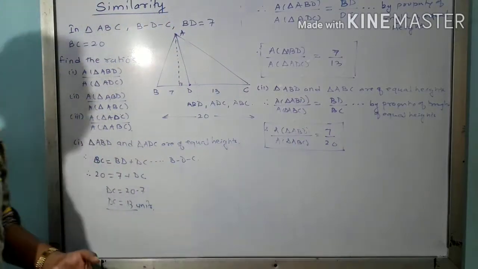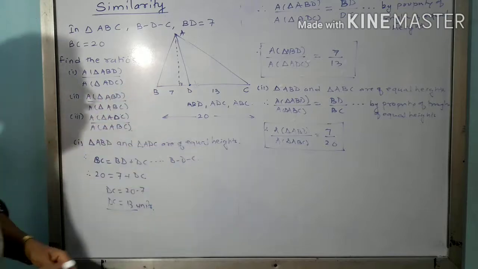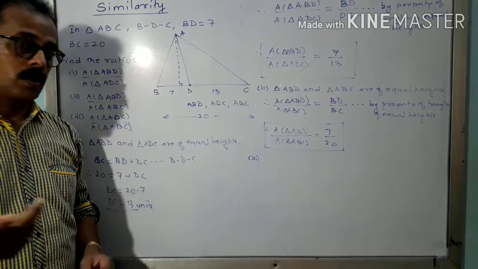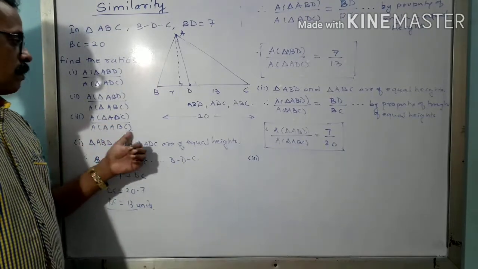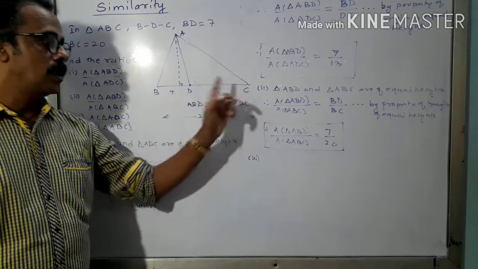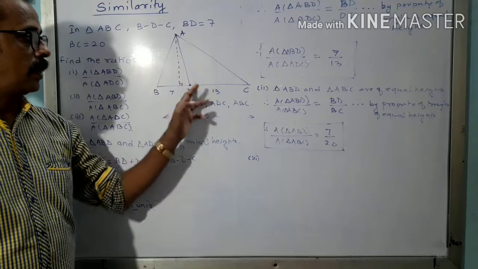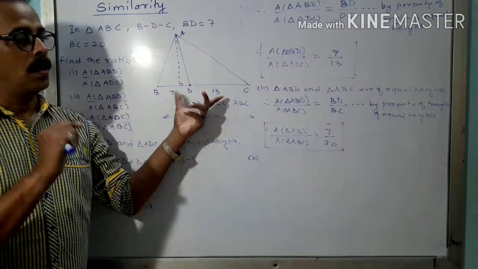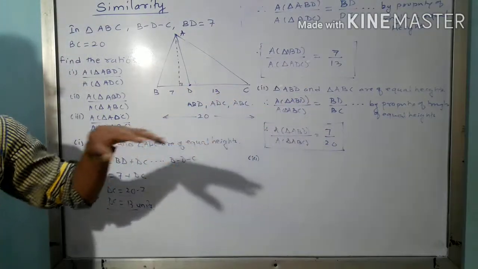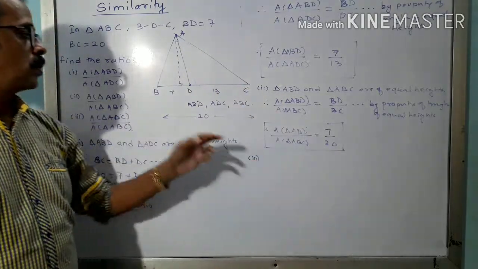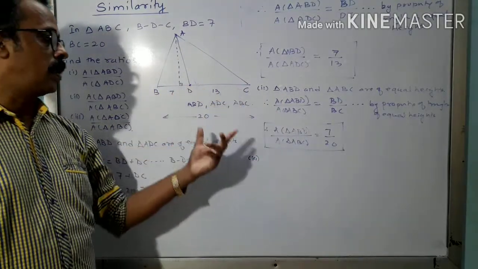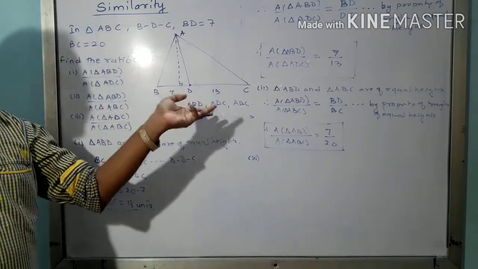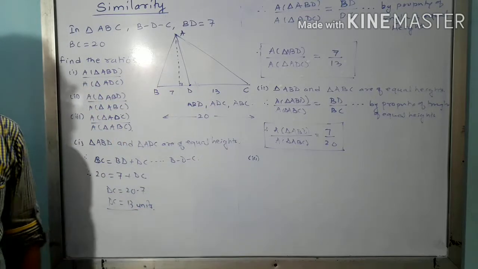What about the third answer? Again, I could write the statement now, statement point number 3. Actually, I am not going to write it, I am just going to explain it to you. You need to write that. Triangle ADC and triangle ABC are of equal heights. Therefore, area of triangle ADC upon area of triangle ABC is equal to DC upon BC. For the reason, by property of triangles of equal height having areas proportional to their corresponding bases. So DC is 13 and total BC is 20. So that is 13 upon 20, which would be the final answer.